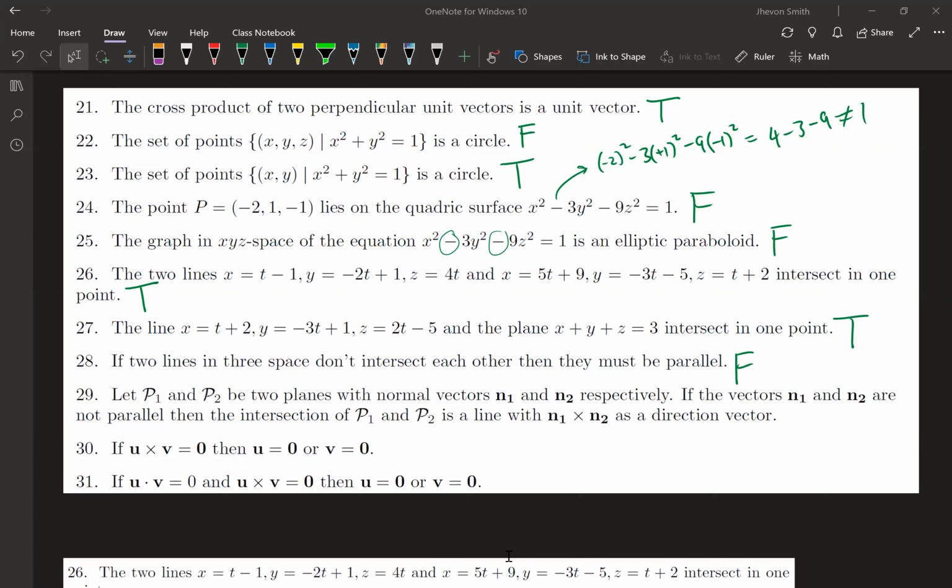Problem 29. P1 and P2 are two planes with normal vectors n1 and n2 respectively. If the vectors n1 and n2 are not parallel, then the intersection of P1 and P2 is a line with n1 cross n2 as a direction vector.